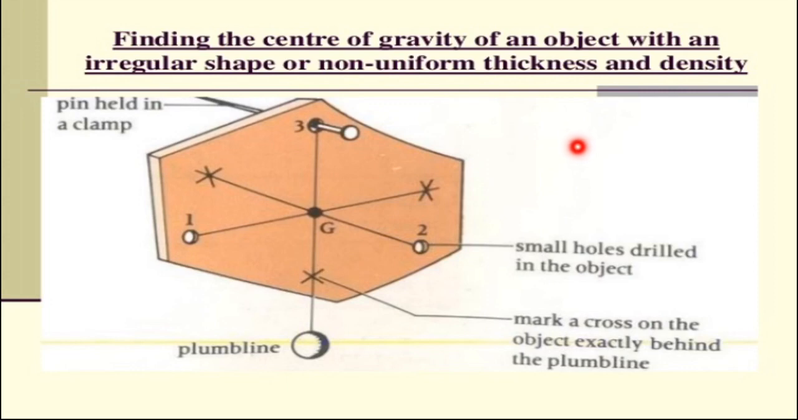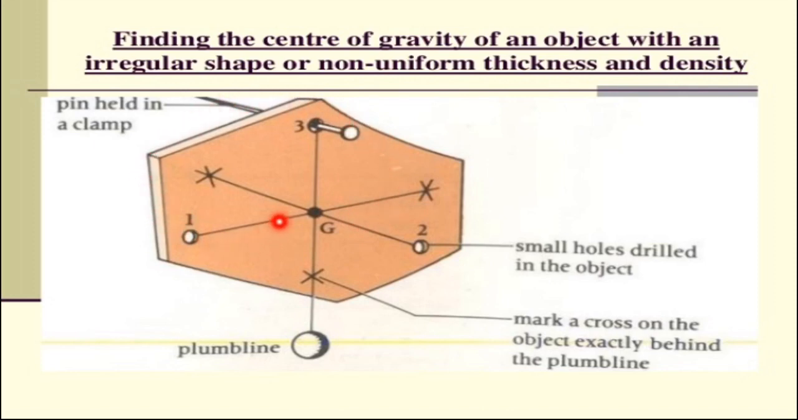Now we have talked about the center of gravity of symmetrical objects. Then what about an irregular shaped object or irregular shaped thin lamina? We can also find the center of gravity of an irregular shaped object by the use of a plumb line. What is a plumb line? A plumb line consists of a metallic bob or a metal ball which is made up of lead or brass. It is supported by a string.